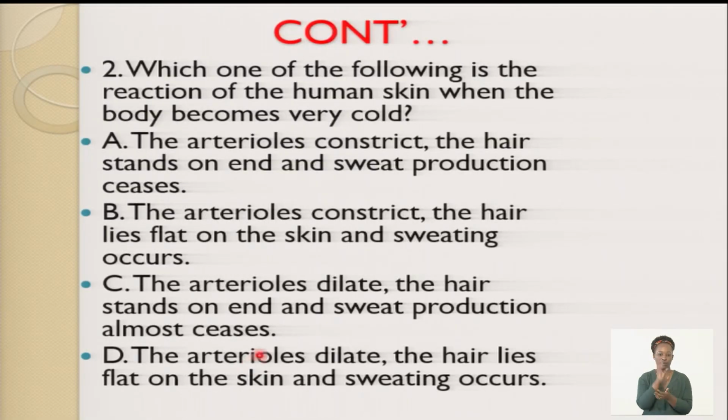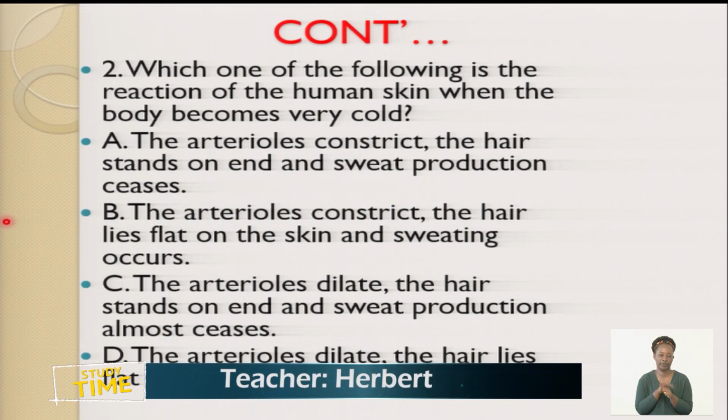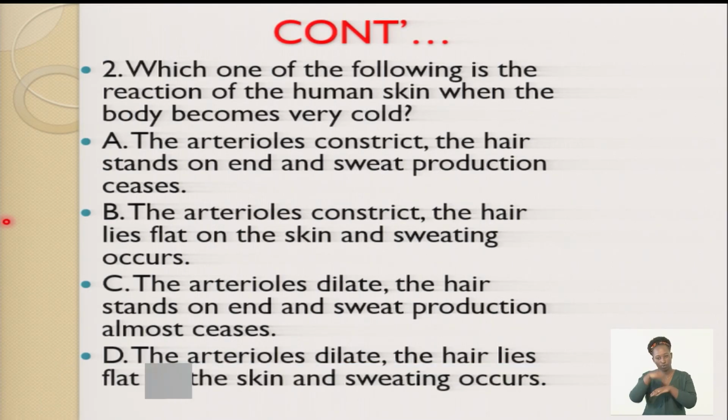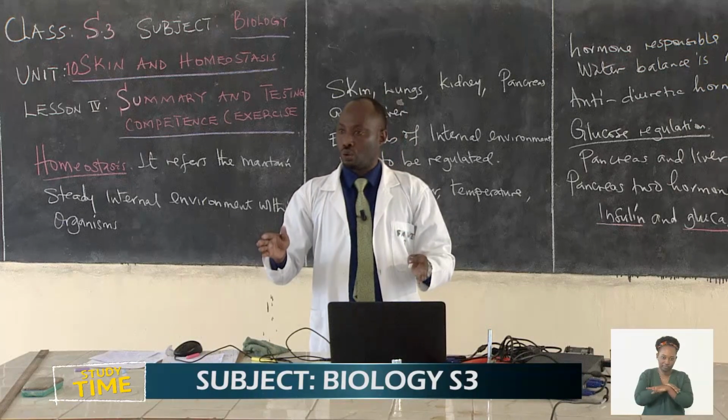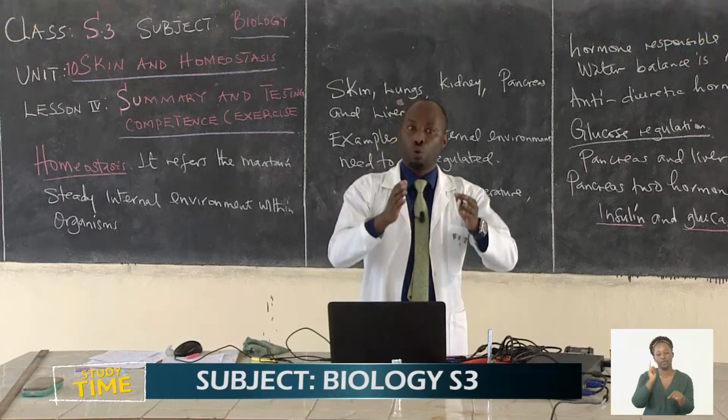Let us go to question 2. Which of the following is the reaction of the human skin when the body becomes very cold? When it is too cold, you know that automatically the arterioles constrict, the hair on the skin lies down. So sweat production also ceases. All right? You don't sweat when it is too cold. You sweat when it is too hot.